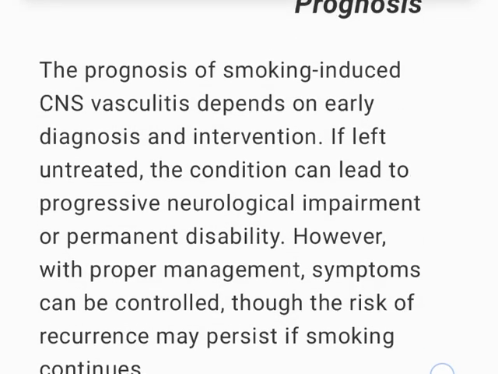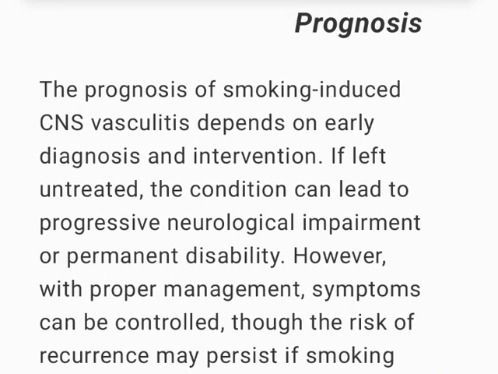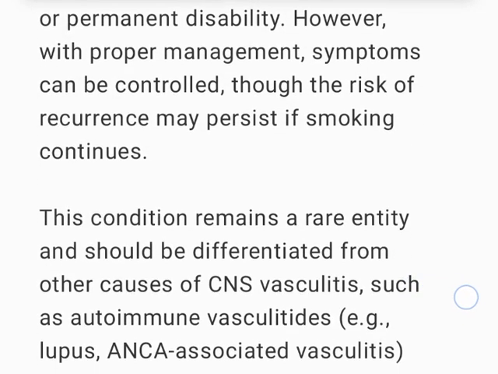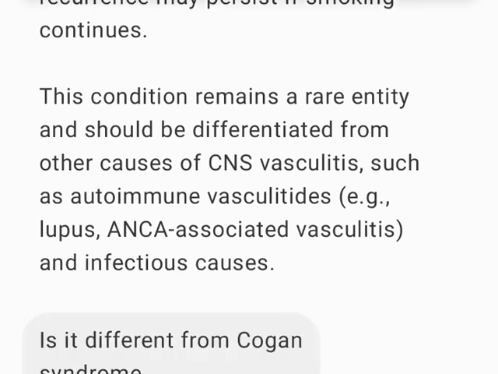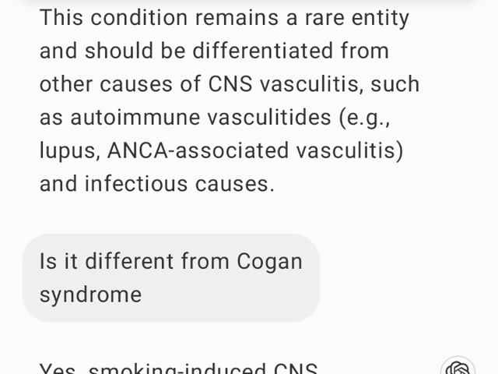Prognosis. The prognosis of smoking-induced CNS vasculitis depends on early diagnosis and intervention. If left untreated, the condition can lead to progressive neurological impairment or permanent disability. However, with proper management, symptoms can be controlled, though the risk of recurrence may persist if smoking continues. This condition remains a rare entity and should be differentiated from other causes of CNS vasculitis, such as autoimmune vasculitides, e.g., lupus, ANCA-associated vasculitis, and infectious causes.